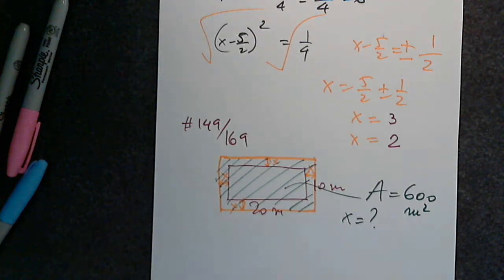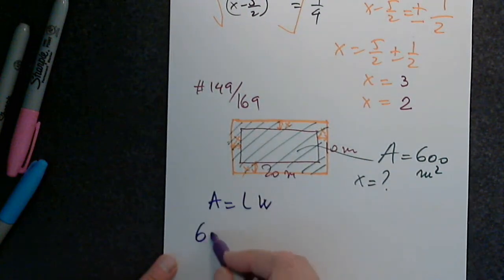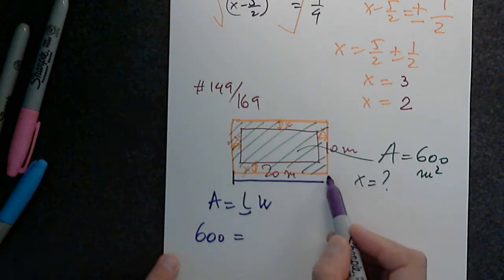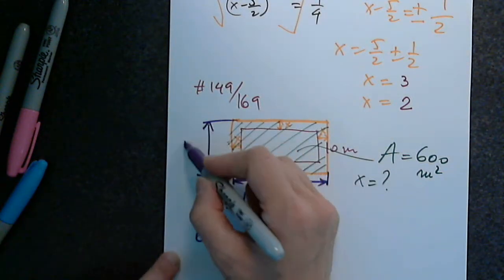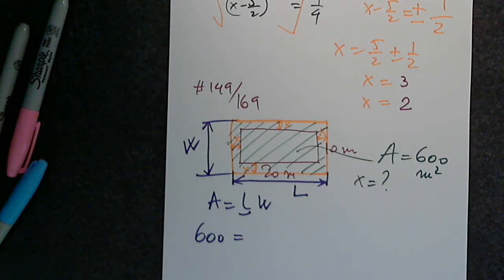Okay, this is a rectangle. What is the area of a rectangle? Length times width. So the area is length times width, and the area is given to us to be 600. I need to identify the length, and I need to identify the width. Can anyone give us the length of the pool, including the path around it? 20 plus x, because you're multiplying.